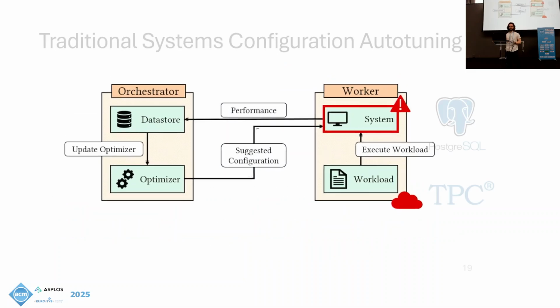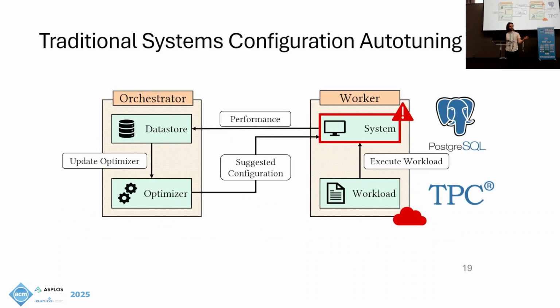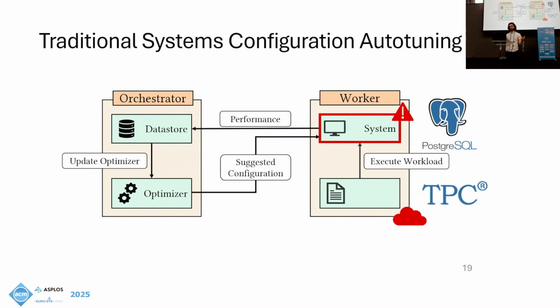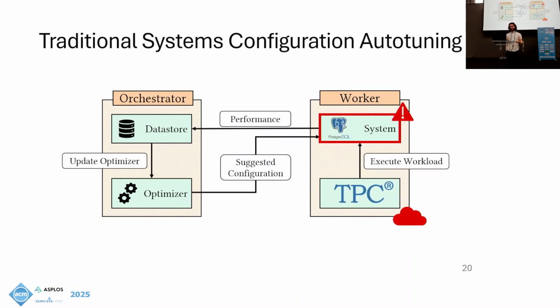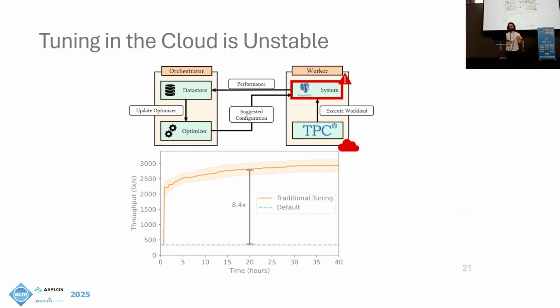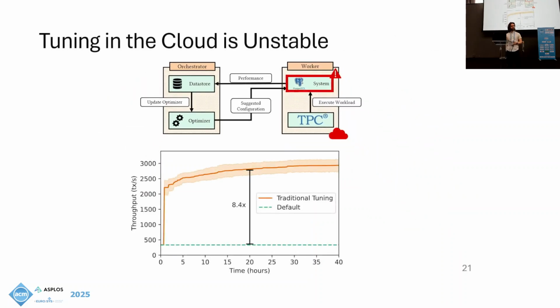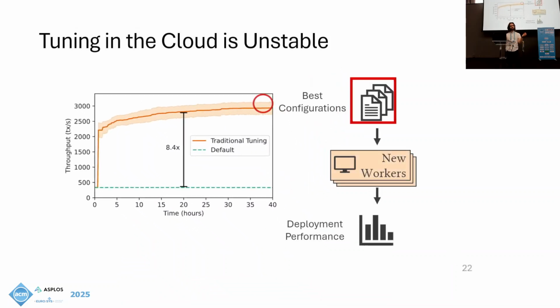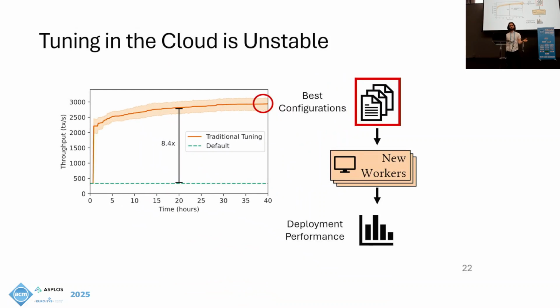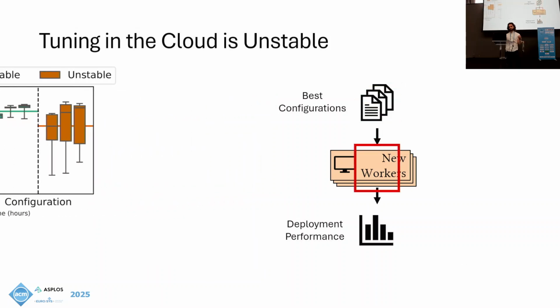So to define what these problems are, we'll go back to this Postgres example running TPCC. If we run this tuning setup, we can see pretty significant performance improvements in the cloud. We see 8.4 times better performance than the default configuration. However, there are some problems. If we take the best configurations that we saw and deploy them to a new set of workers that are identical in terms of hardware specification, and we try to see how these perform on these new workers, we find some problems.